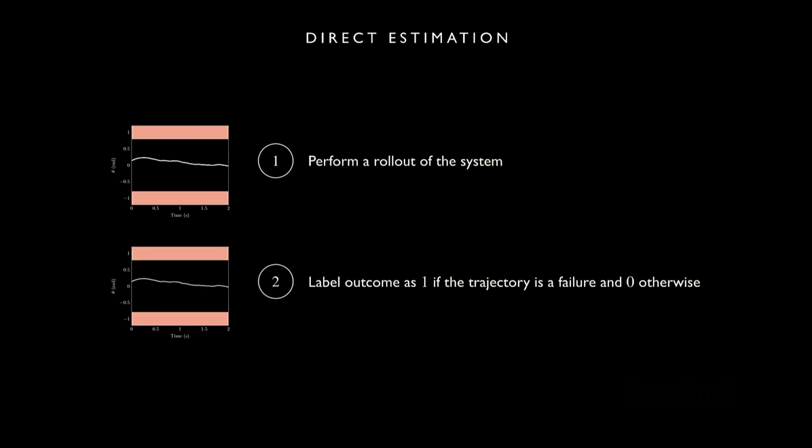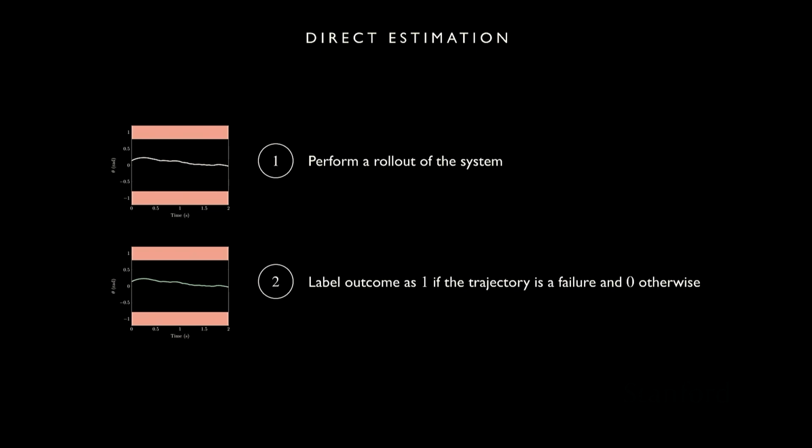Okay, but let's start with direct estimation. Let's imagine that we're just going to produce samples from our nominal system. I'm going to break it up into this two-step process, so there's nothing crazy going on here. To produce a sample from our nominal system, we perform a rollout of the system. For example, maybe we perform a rollout of the inverted pendulum. And then the second step is we label the outcome as 1 if the trajectory is a failure, and 0 otherwise. So we just check whether or not it's a failure.